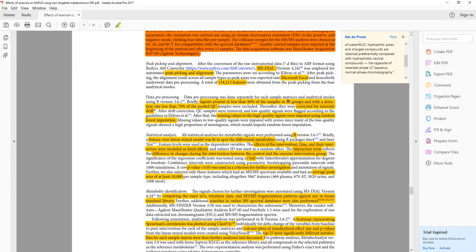They did it for every sample matrix and analytical mode separately. So a signal present in less than 80% of the samples in all the groups, with a detection rate of less than 70% in the pooled QC, were excluded. So if you had one feature detected in less than 80% of all your samples in all the groups, and it was only detected in 70% or less of the pooled QC, they would exclude that.